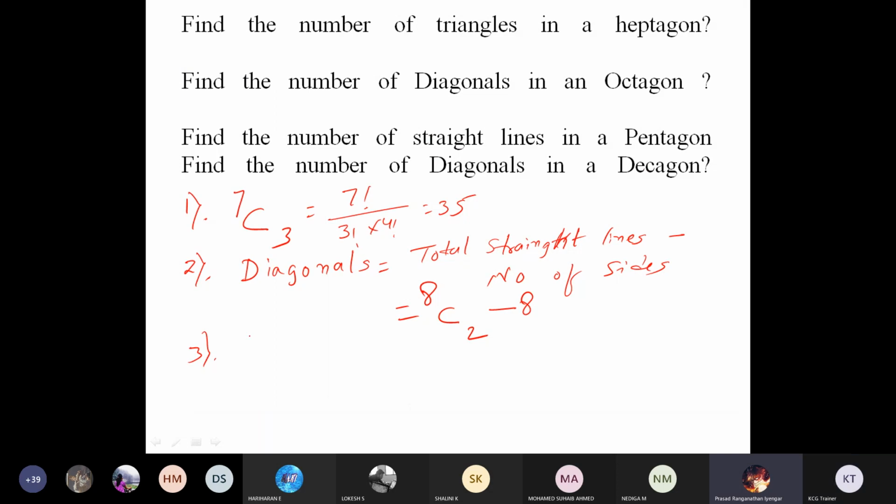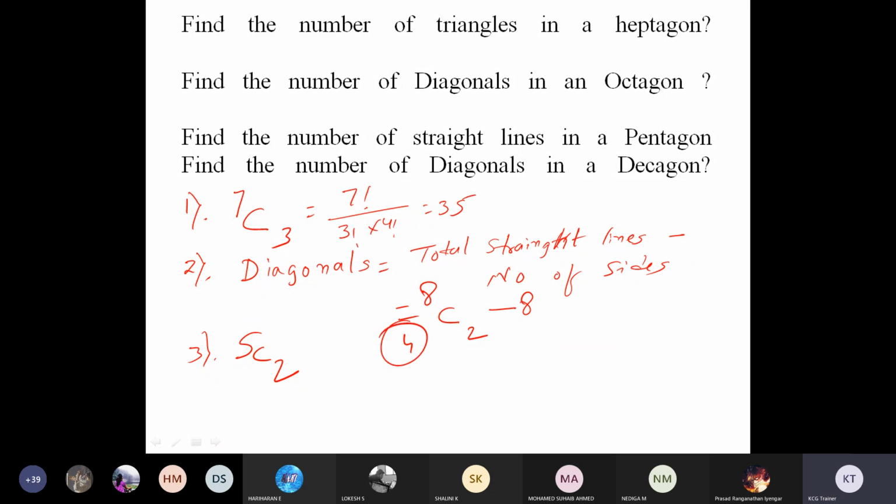Sir, will it come like this, sir? 5C1? No, 5C2 straight lines. We have to make a straight line using minimum 2 points, right? So you need 2 points and they are given 5 points. That's our 5C2. Okay. What would be the answer to the fourth one? Number of diagonals in a decagon.